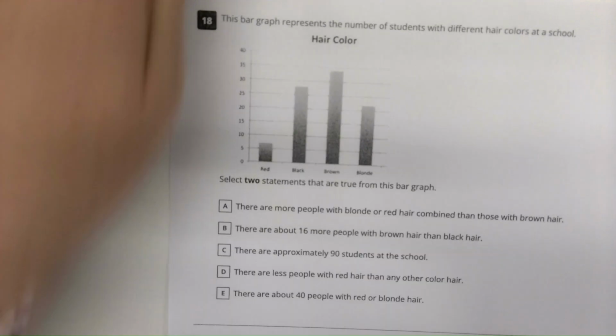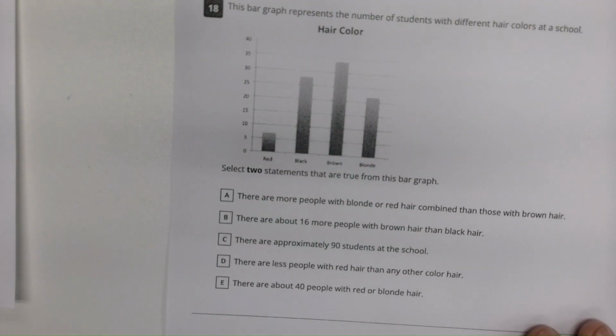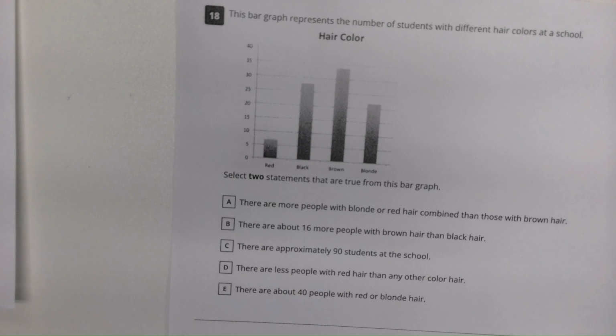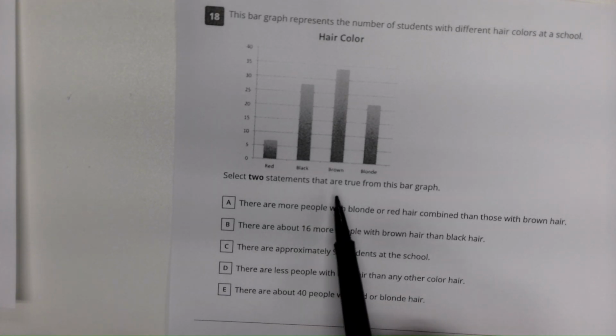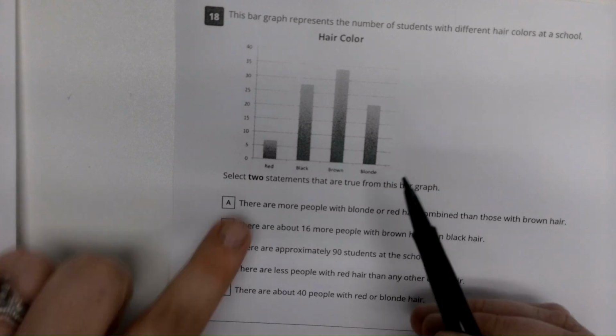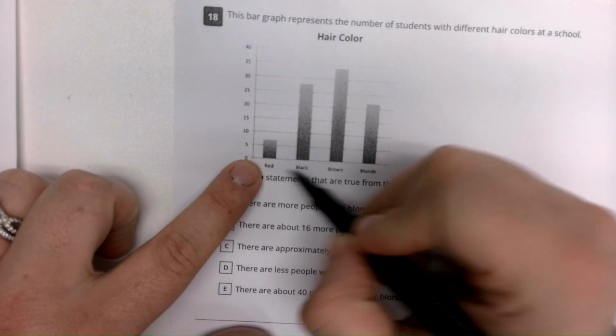Okay. Here is our last question. It says, this bar graph represents the number of students with different hair colors at school. All right, and it says select the 2 statements that are true about this bar graph. Okay, so let's go ahead and label what our data is here.